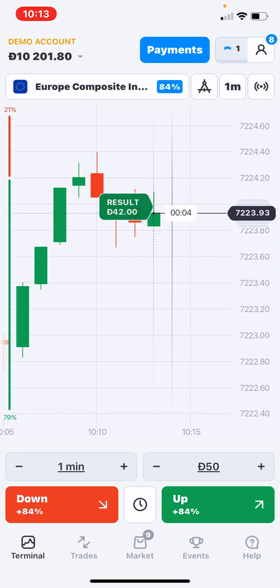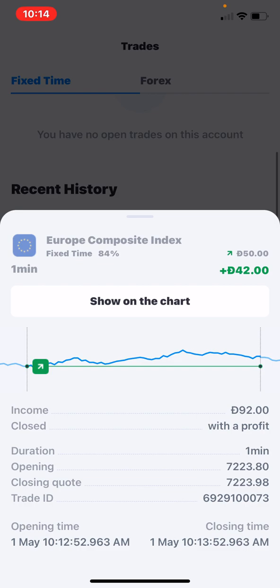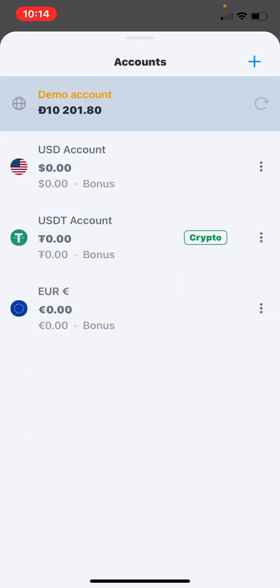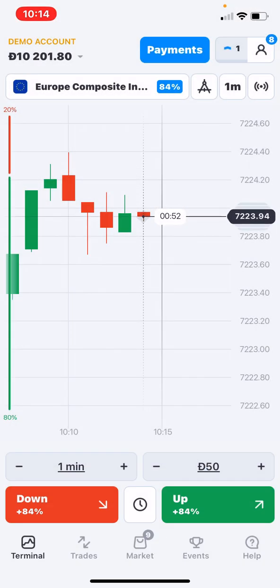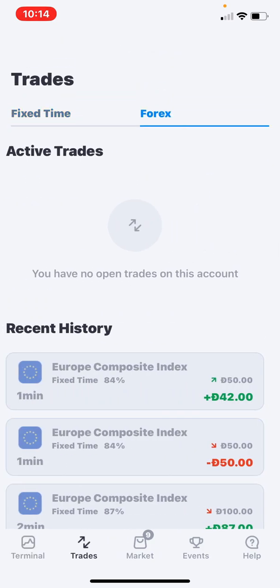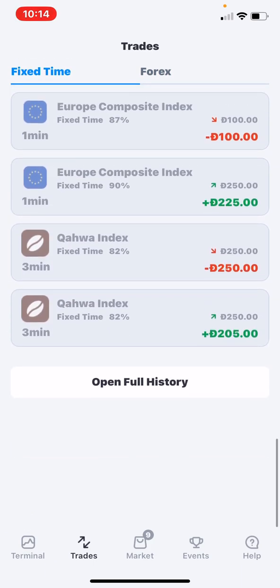Now, as you can see, results. Let me show you. I got it right, plus $42. It will be added to my account. Same thing, if you have a real account, it will be added to your real account. And this one is about your trade history, forex history. If you want to trade on forex, I will show a full video on forex, but this is about FTT.